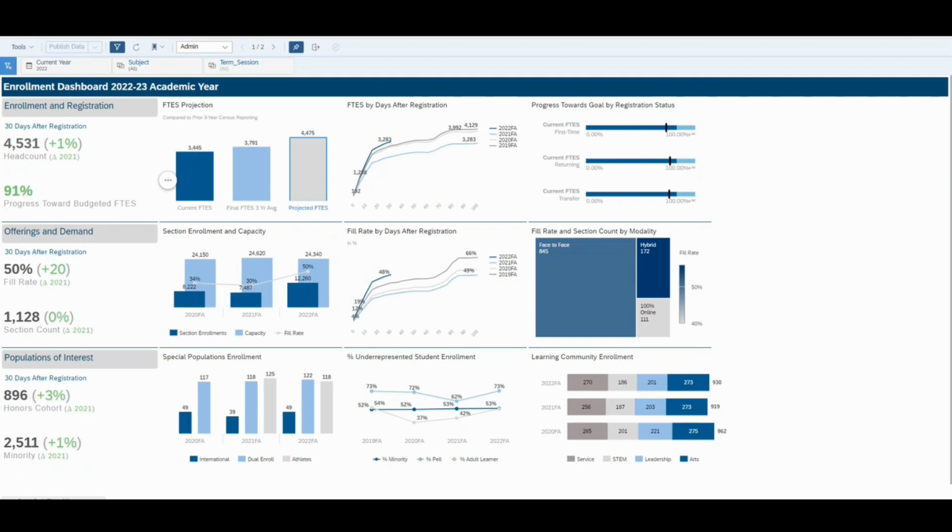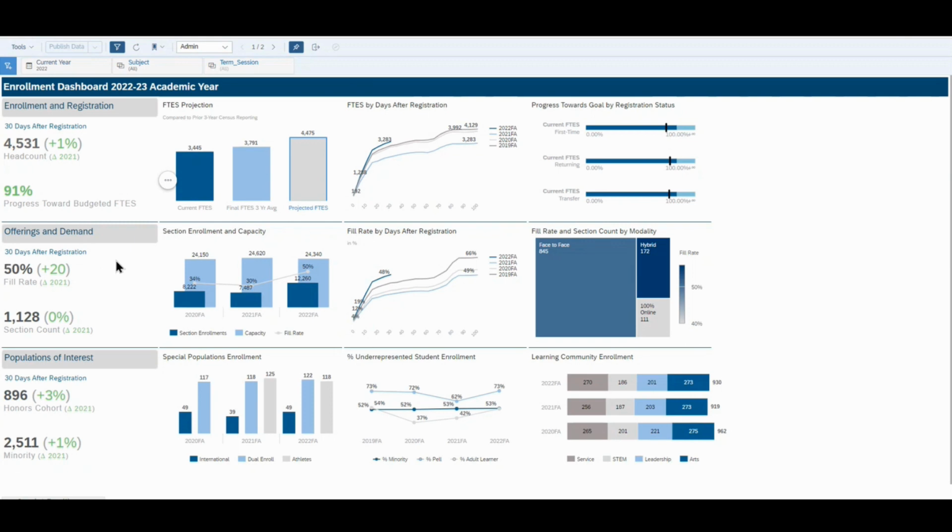We are showing a set of sample metrics here, but there are other possible charts that you may choose from the library of metrics. For example, if your goals are focused on headcount instead of full-time equivalent student enrollment, we could swap out the FTES charts with a chart for headcount.